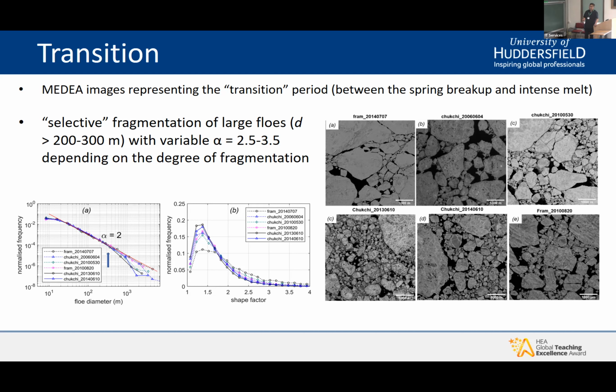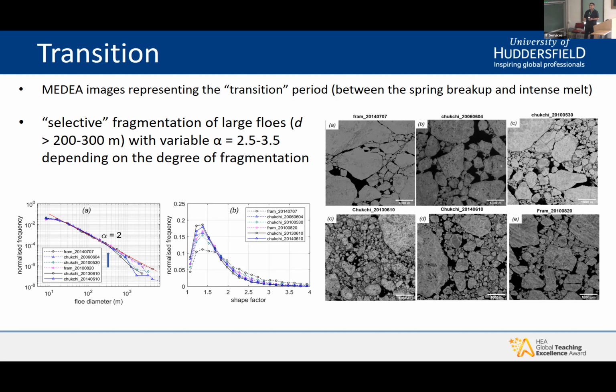And then we plot the floe size. What was interesting is that up to 200, 300 meters, it shows similar behavior of alpha equal to 2. However, the larger floes are dropping down. We examined this with images from the spring breakup and confirmed this is not something to do with the limitation of image size. I think this has more physical reasons.